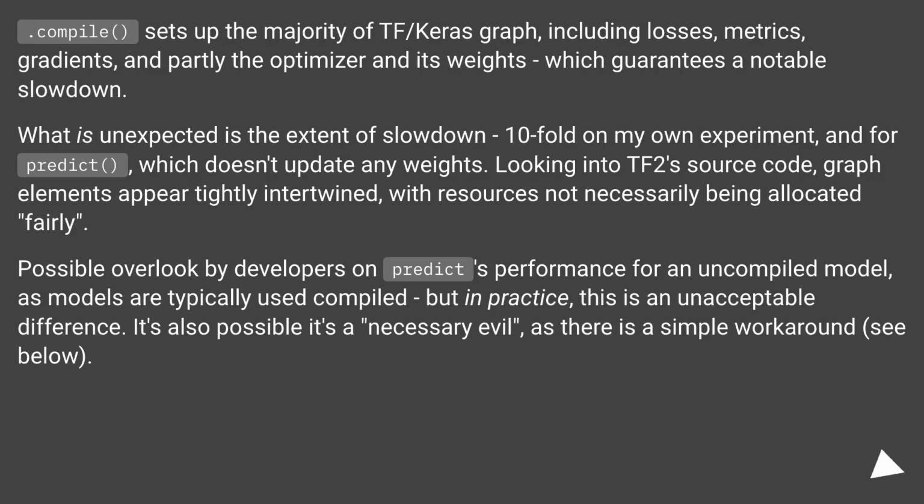Update: see the actual answer posted as a separate answer. This post contains supplemental info. .compile sets up the majority of the TF/Keras graph, including losses, metrics, gradients, and partly the optimizer and its weights, which guarantees a notable slowdown. What is unexpected is the extent of the slowdown, tenfold in my own experiment, and for predict, which doesn't update any weights. Looking into TF2's source code, graph elements appear tightly intertwined, with resources not necessarily being allocated fairly. Possible oversight by developers on predict's performance for an uncompiled model, as models are typically used compiled, but in practice, this is an unacceptable difference. It's also possible it's a necessary evil, as there is a simple workaround, see below.